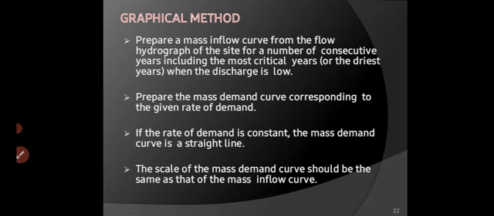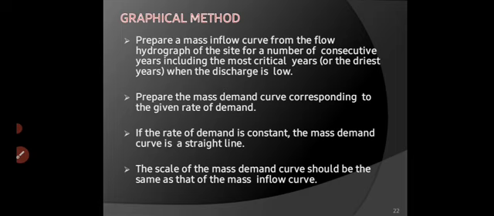In the graphical method, two curves are plotted. First, prepare a mass curve or mass inflow curve from the flow hydrograph of the site for a number of consecutive years, including the most critical years. The most critical year means the driest year, when the discharge is low. So the first mass curve is prepared, and the mass curve is the flow hydrograph, meaning how much water or rainfall is accumulated versus time.